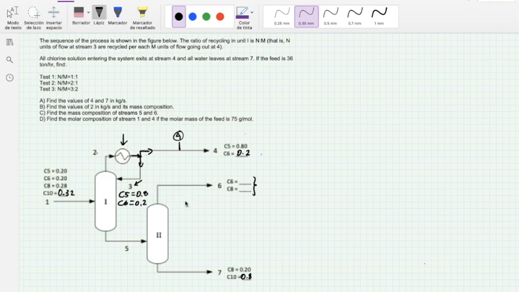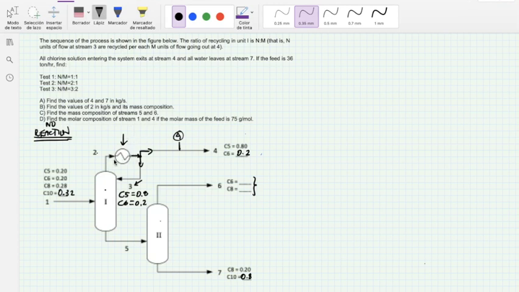There's no reaction, by the way. Okay, so that's an important thing. This problem is about no reaction. So you can balance moles as well as you can balance mass. That could be the first thing to say. Unit 1 and unit 2 are not reactors, they are just separators.